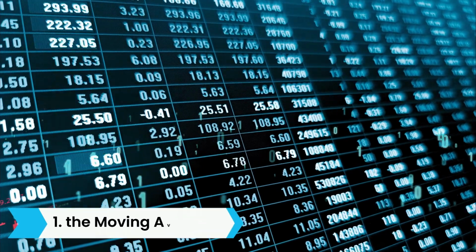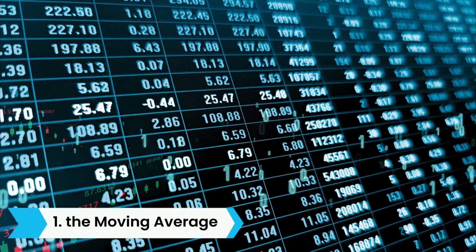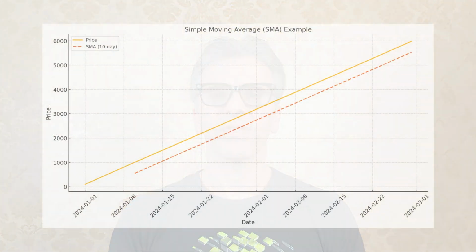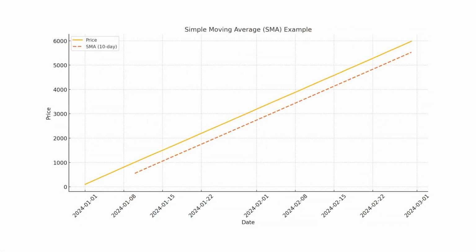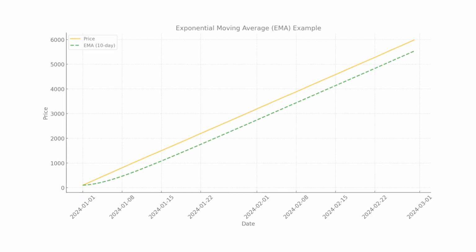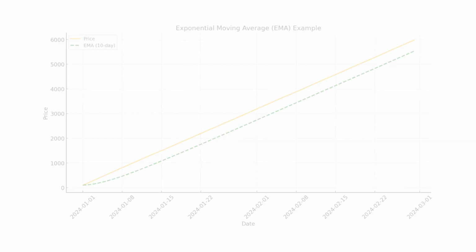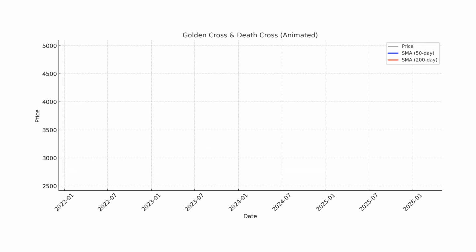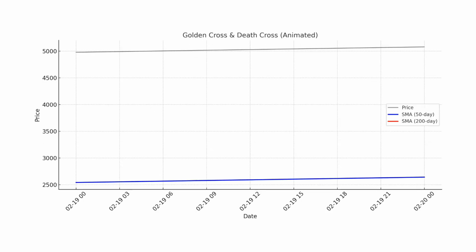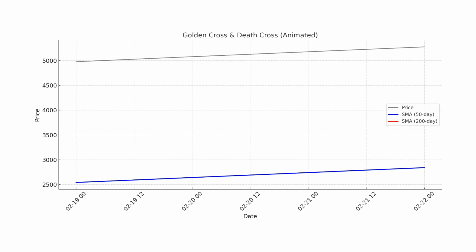The moving average, probably the most used indicator in trading. There are 2 main types. Simple moving average smooths out price data over a specific period. And the second one, exponential moving average, gives more weight to the recent price so it reacts faster. The 50 days and 200 days moving averages are super popular for spotting trends.